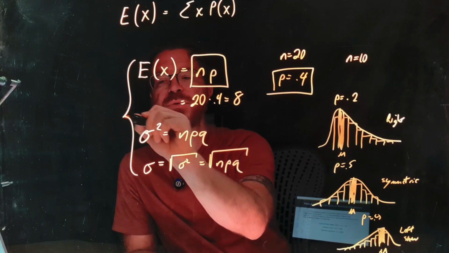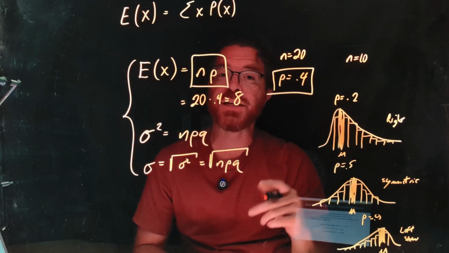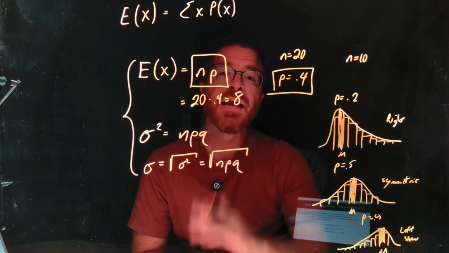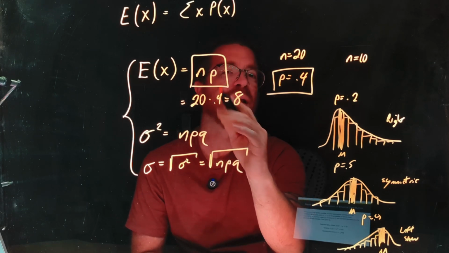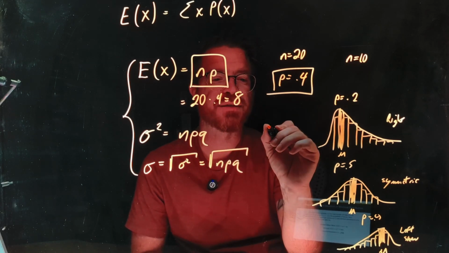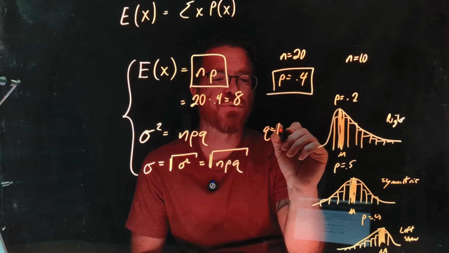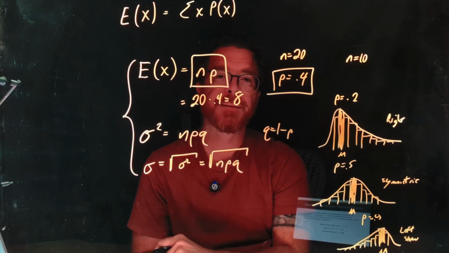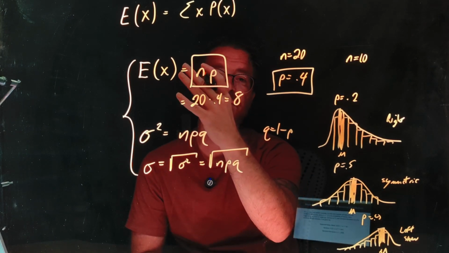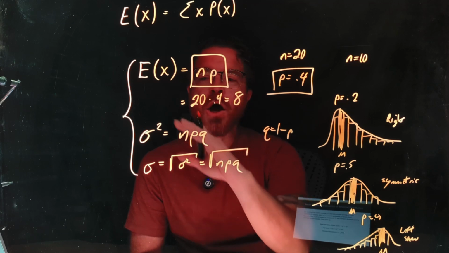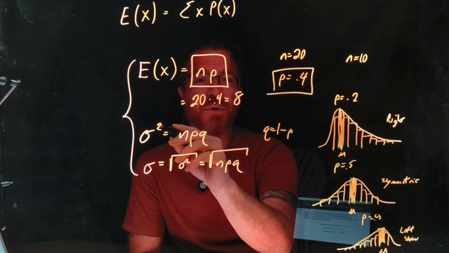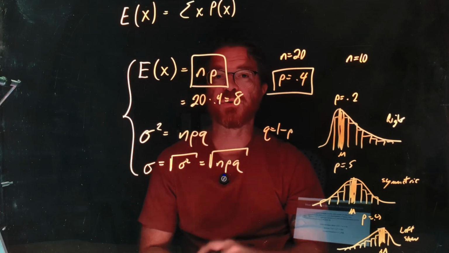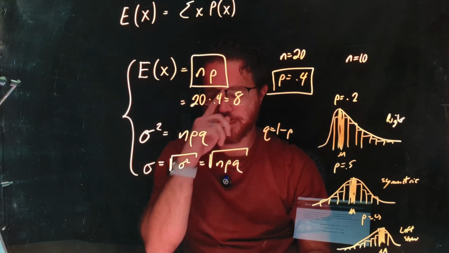And if this is true, then all you need to solve it is you need to know what your number of trials is, and you need to know what your probability of success is. And from that, because we know p, that means we also know what q is, because just remember that q is equal to 1 minus p. And this will give us our expected value, or our mean, our average, our standard deviation, and our variance. Remember, variance is the square term, standard deviation is the square rooted term of variance.